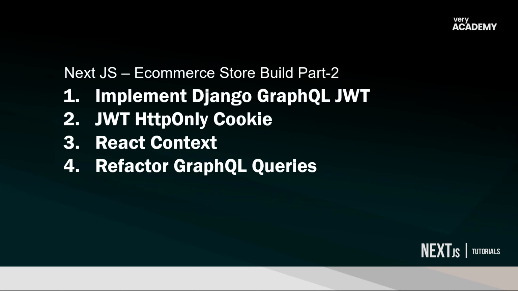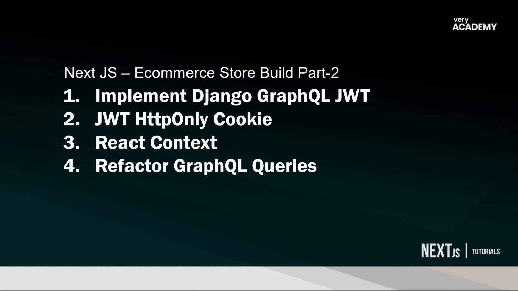In this tutorial we're going to implement the Django GraphQL-JWT package, which is going to allow us to set up a JSON Web Token authentication system with our front end and back end. That's going to allow us to authenticate users from our front end, and we're building towards creating a system where we're using HTTP-only cookies to store our JSON Web Tokens.